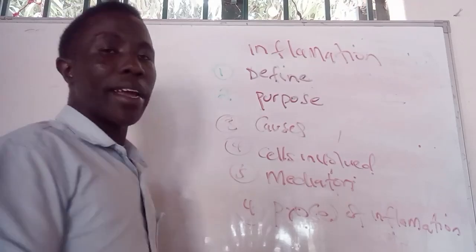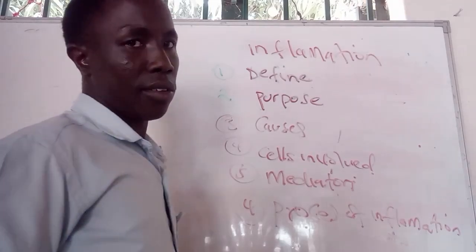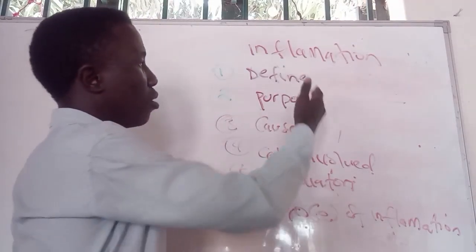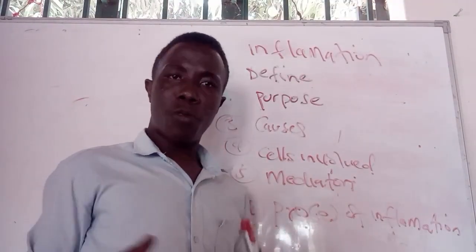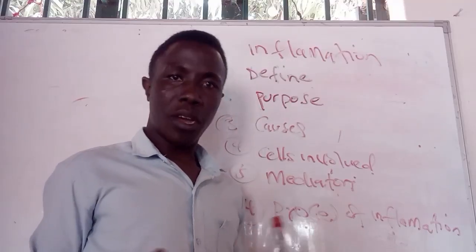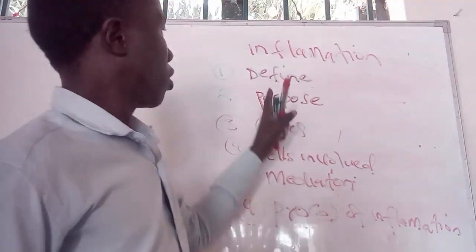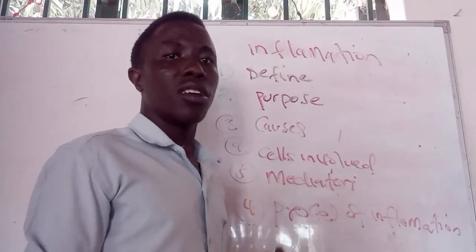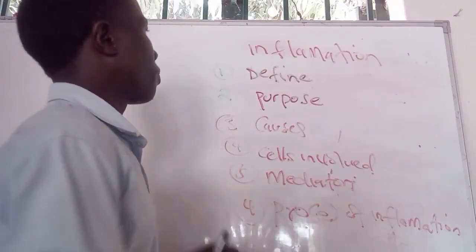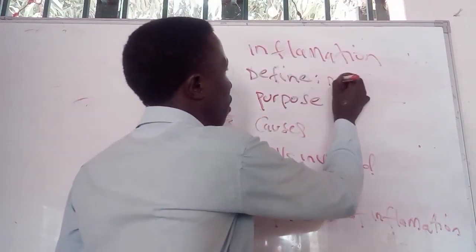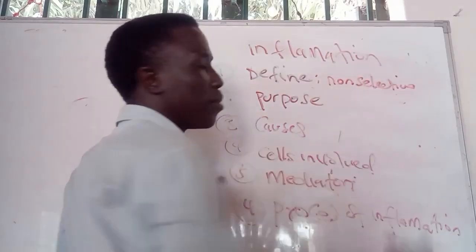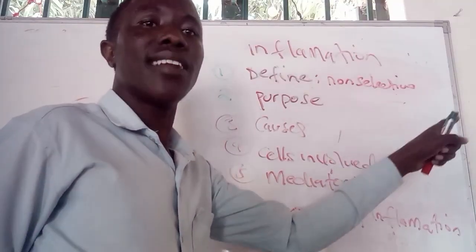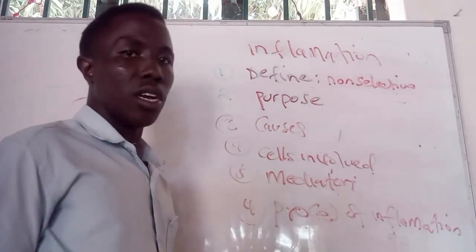So, by definition, what is inflammation? Inflammation is a non-selective tissue response to injury or presence of antigens or pathogens. The major term here is non-selective. So, it's a non-selective tissue response to injury.